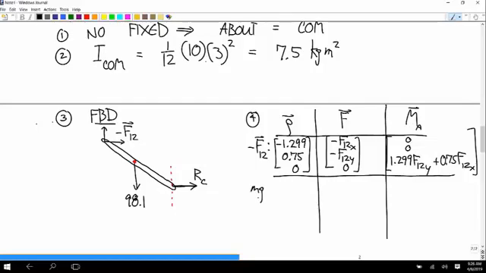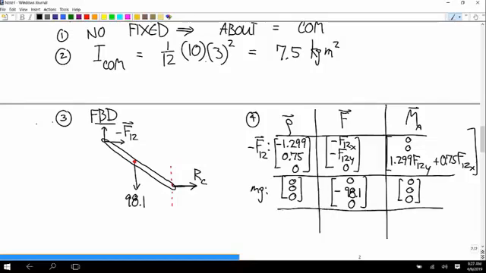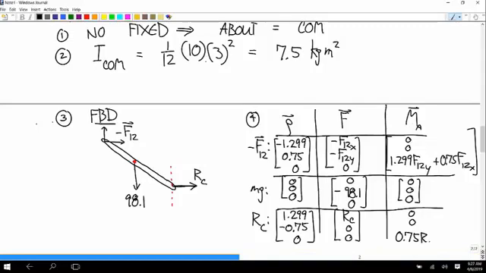And then the weight force is at the about point, so rho is 0. The weight is 0, negative 98.10. And there's no cross product. And then RC, the rho vector is 1.299, negative 0.750. The force vector is RC, 0, 0. And so the cross product Z component is 0.75 RC.